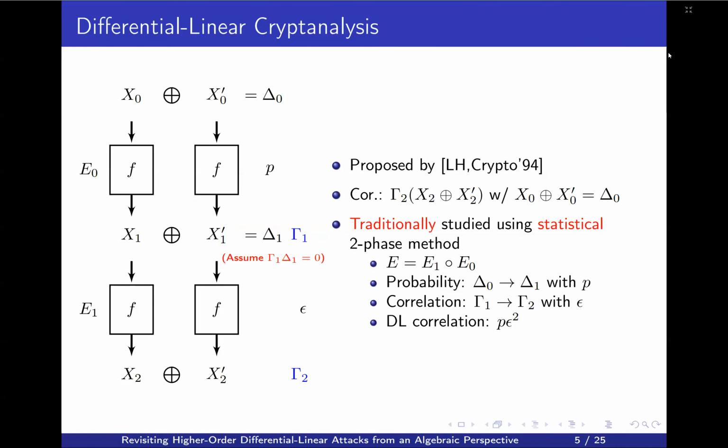By combining the 2 statistical methods, we get the differential-linear probabilities. We study the linear combination of the output bits, given a specific input difference delta 0. Traditionally, it is also studied by the statistical or two-phase method. We cut the cipher into parts. For the first part, there is a differential with probability P, and for the second part, a linear correlation epsilon. We can calculate the full correlation using this formula, P epsilon square. And be careful because some papers use the bias for this formula, so it's a bit different.